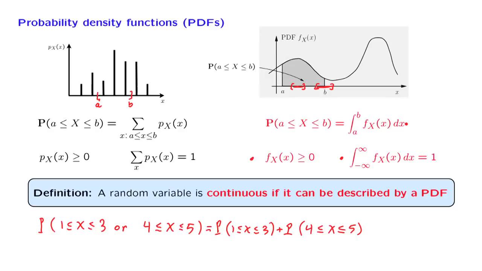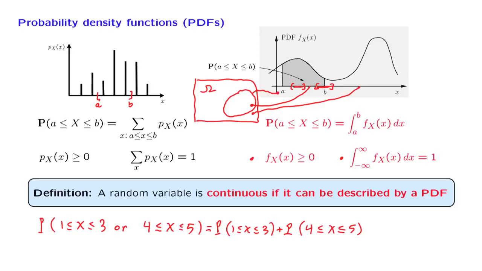At this point, you may be wondering what happened to the sample space in all this discussion. Well, there is still an underlying sample space lurking in the background, and different outcomes in the sample space result in different numerical values for the random variable of interest. And when we talk about the probability that x takes values between some numbers a and b, what we really mean is the probability of those outcomes for which the resulting value of x lies inside this particular interval. So that's what probability means.